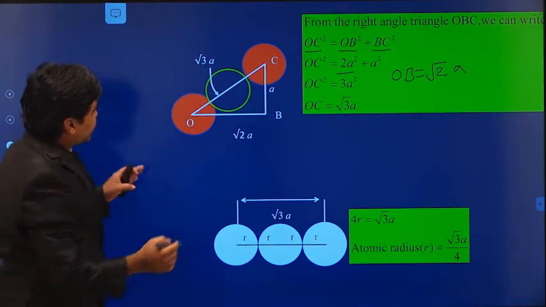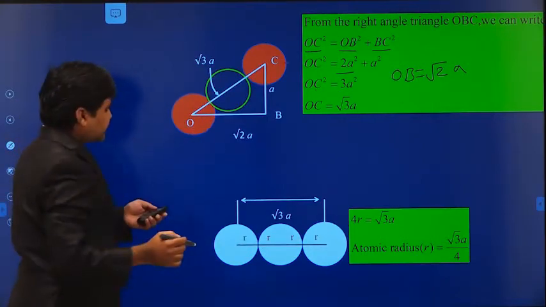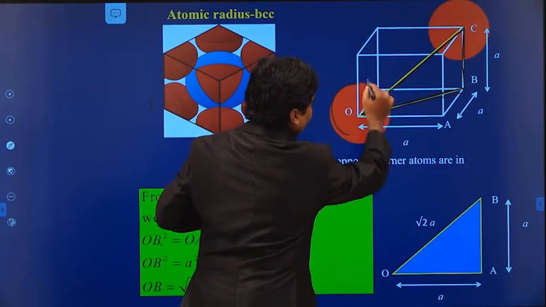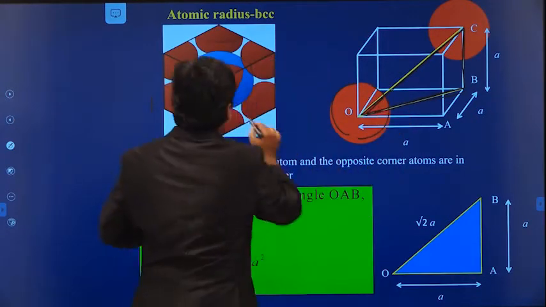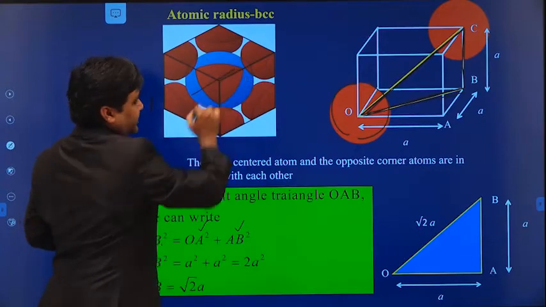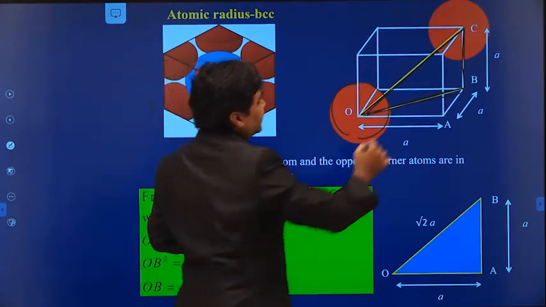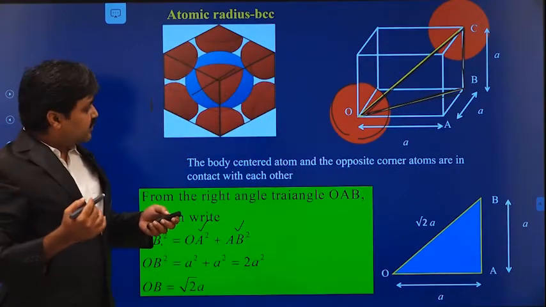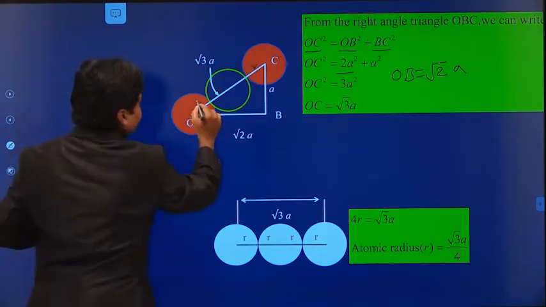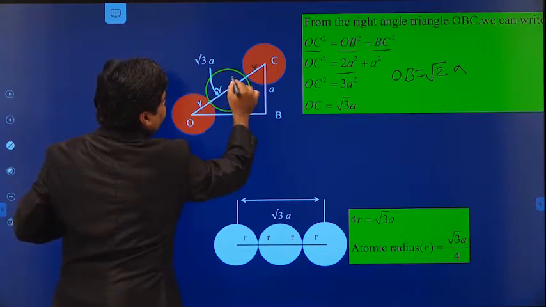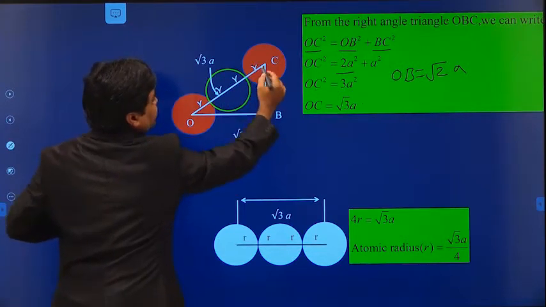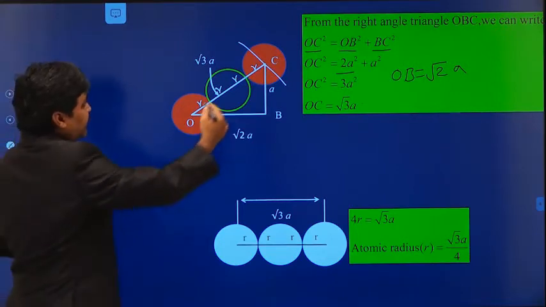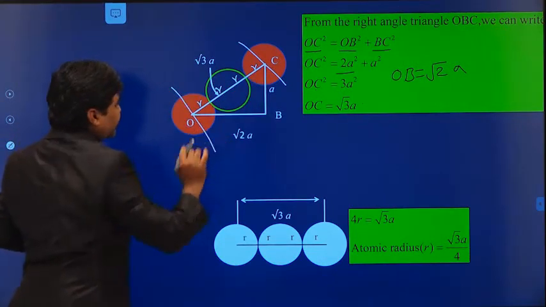So here you can see, this is 1R, because within the unit cell only half of the atom is inside. The body center atom is completely inside, and this corner atom is also only half inside. So here you can see, this is 1R, this is another R, this is another R, this is another R, because within the unit cell only half of the atom is inside, the remaining is not inside. So this half of the atom you have to consider.